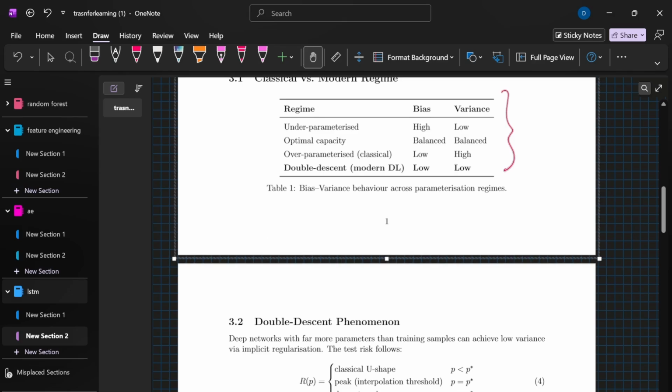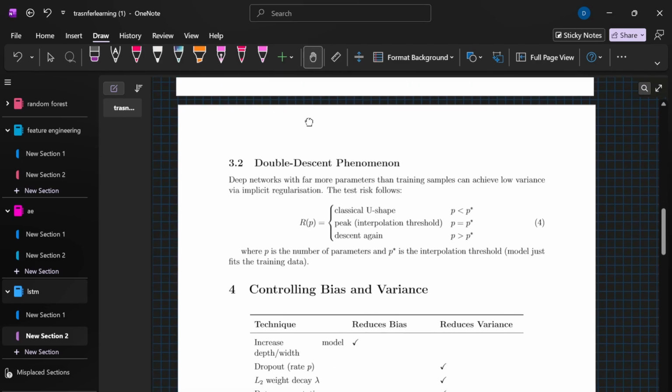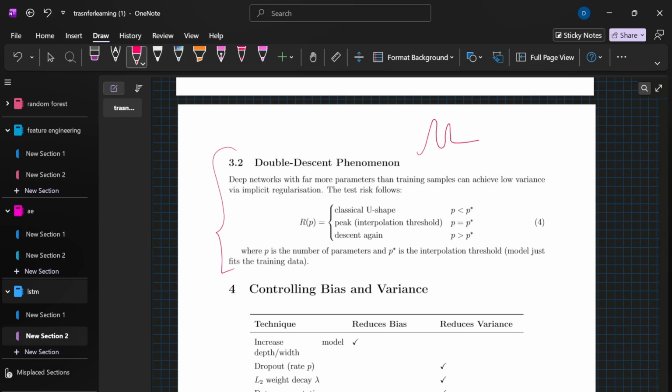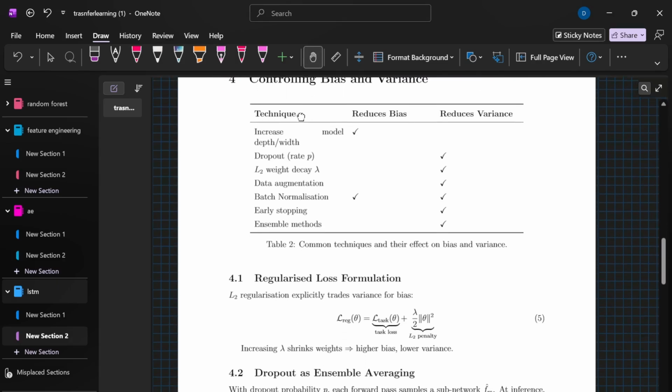But the crazy part is the double descent. When you make your model massively overparameterized, with way more parameters than training samples, sometimes a weird thing happens. The test error goes up at first, hits the peak, and then goes down. So this is the interpolation threshold. Deep learning achieves this through something called implicit regularization, that is, the training process itself acts like a regularization.